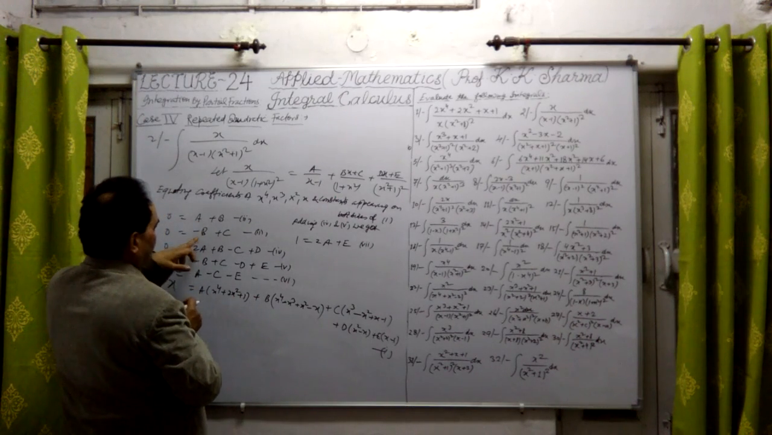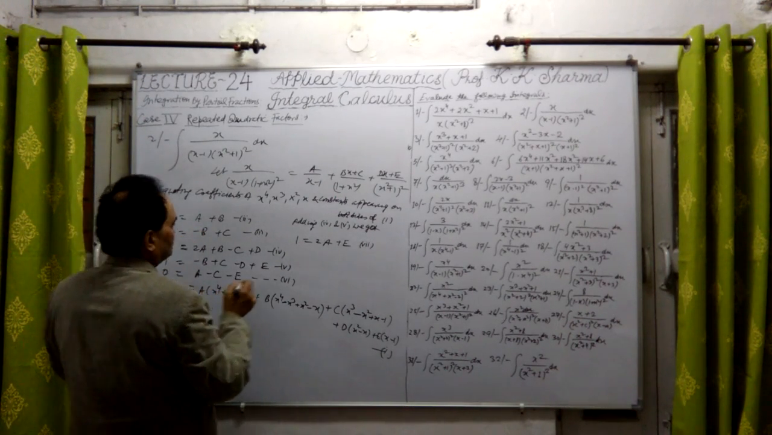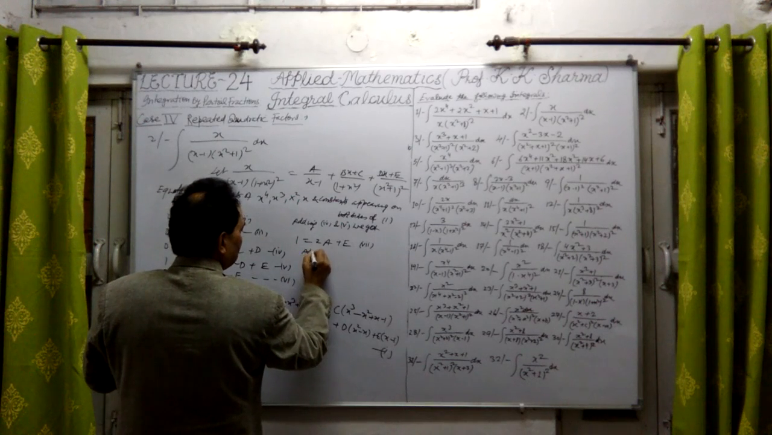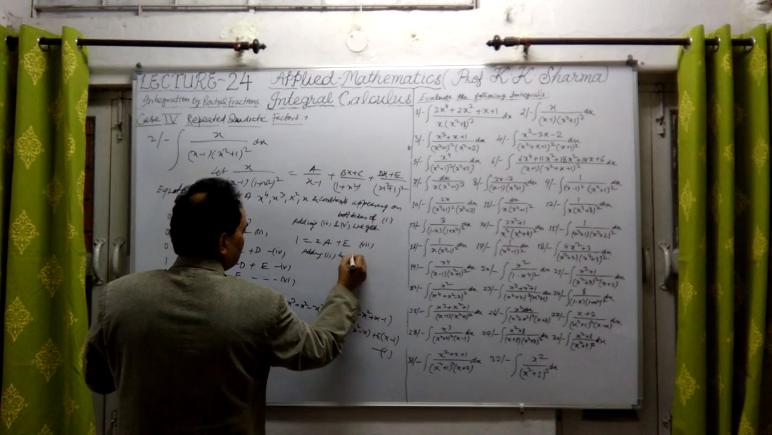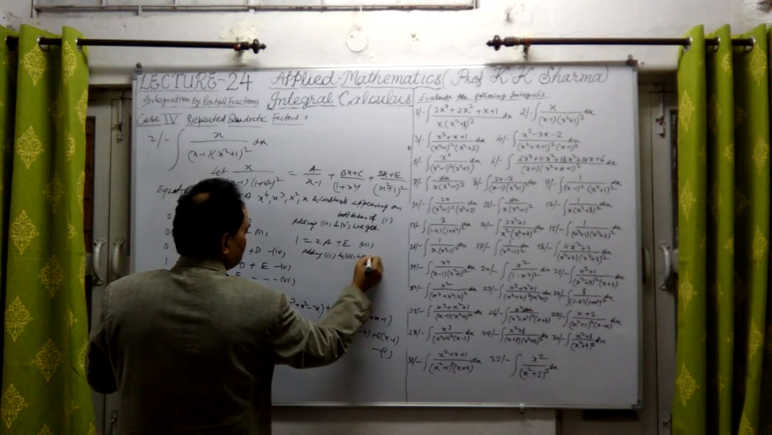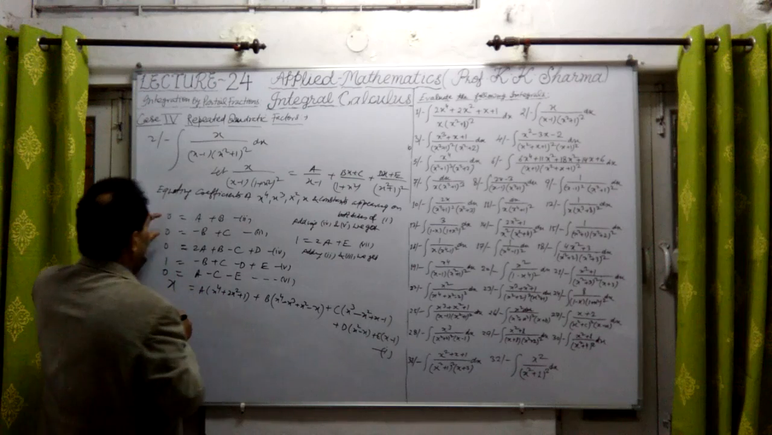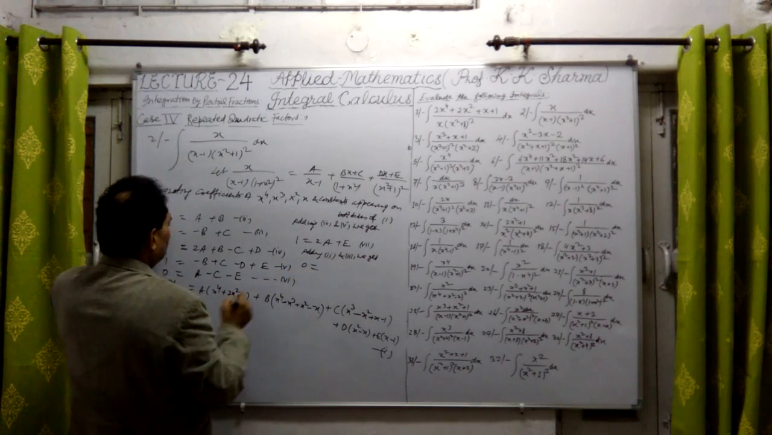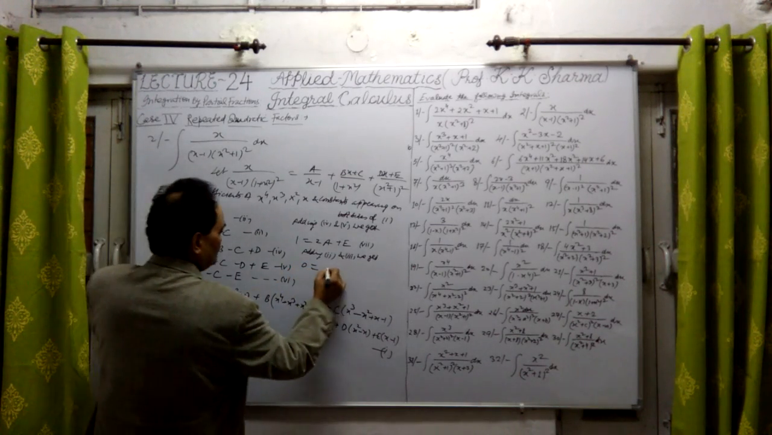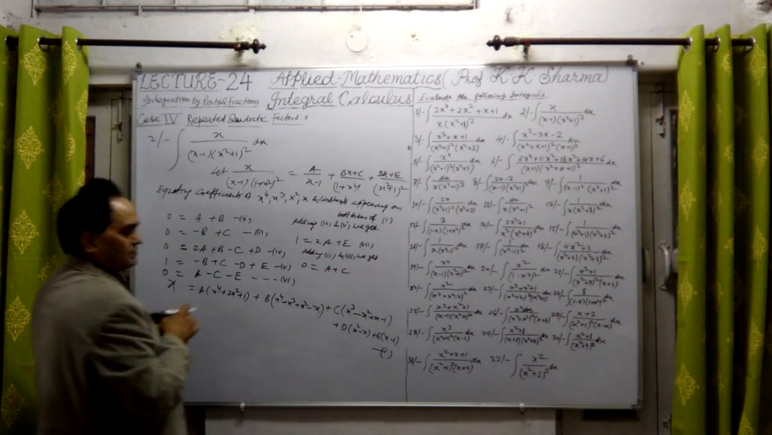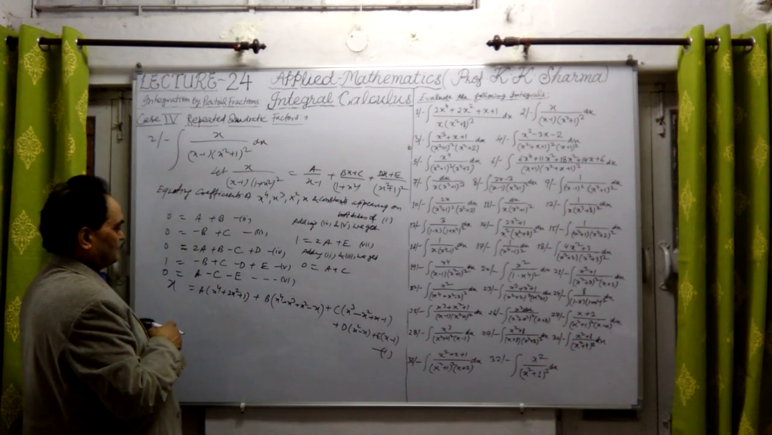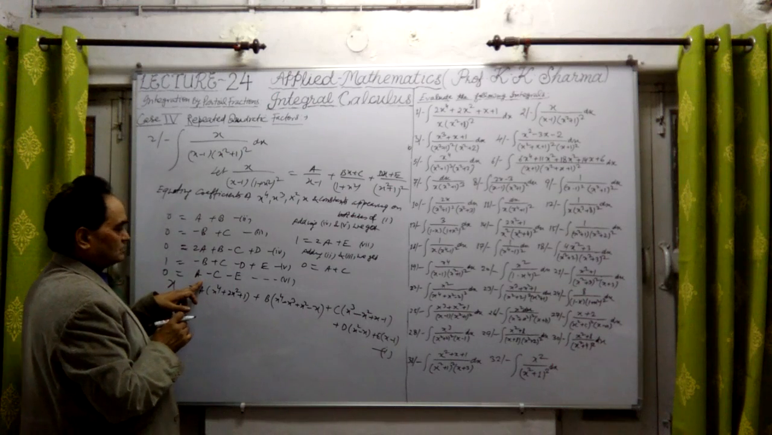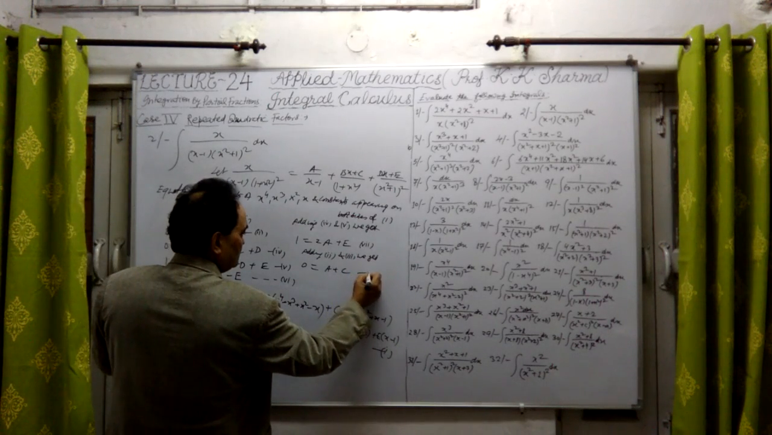Now if I add these two, second and third, we get the left hand side 0, 0 equal to here B and B cancel out, only A plus C. A plus C equal to 0. Then in this case, if I add this, let me take the eighth equation.